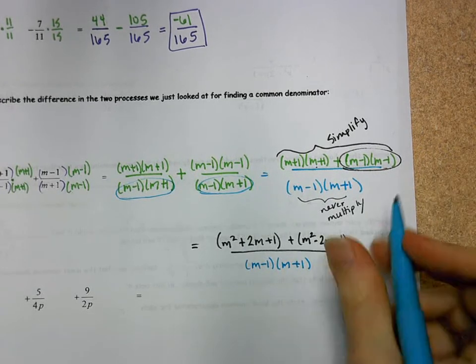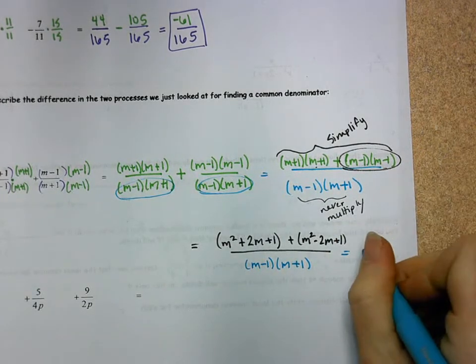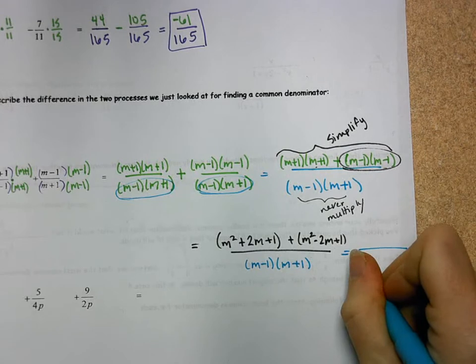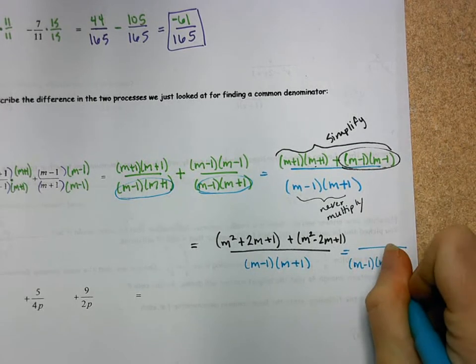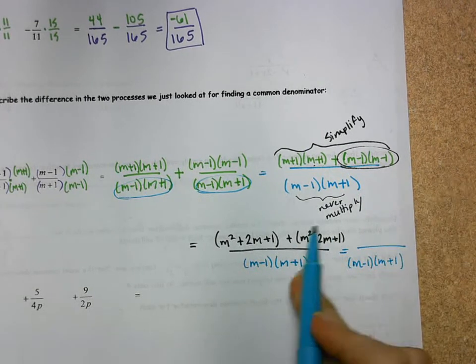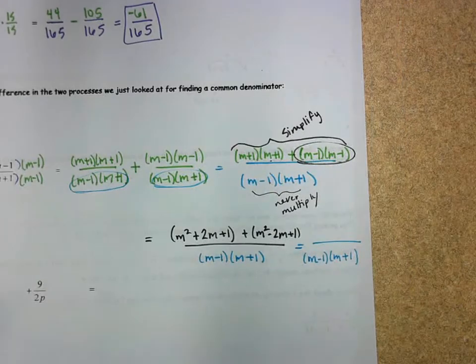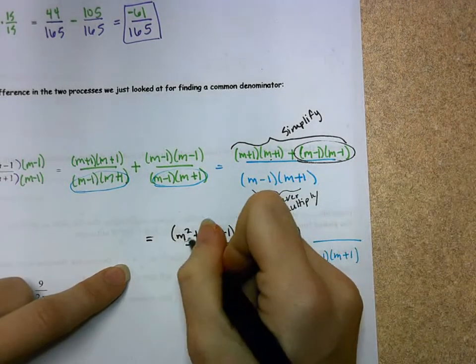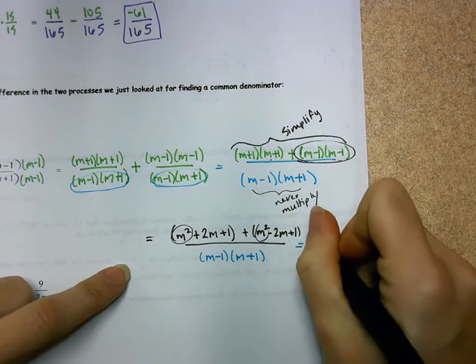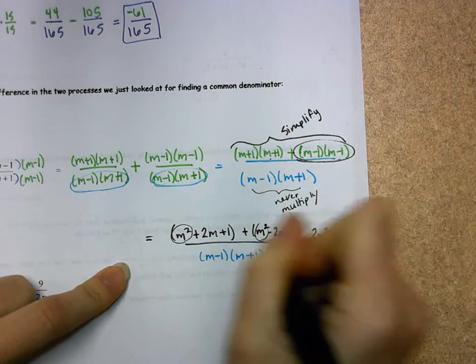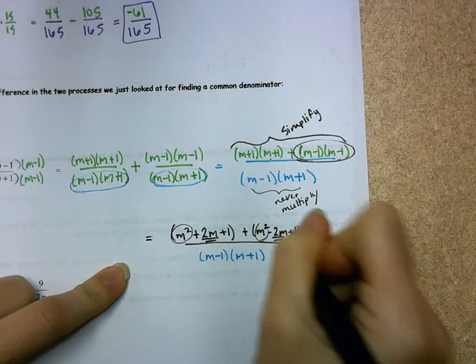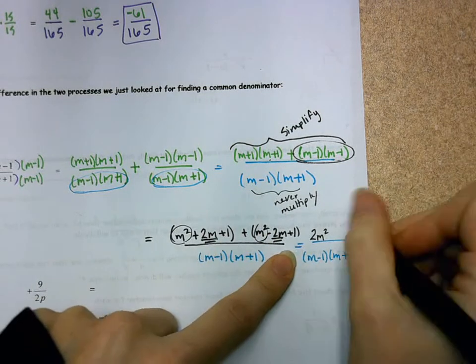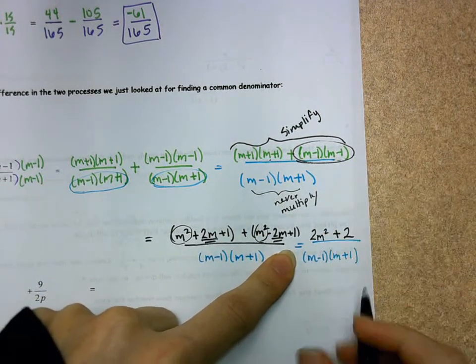Now I add all my like terms here in the numerator, keep the denominator, so I'll write that denominator, m minus 1, m plus 1. If I add all my like terms in the numerator, I have an m squared and an m squared, which gives me a 2m squared, a 2m and a negative 2m, which eliminate to 0, and a 1 plus a 1, which add up to be 2.